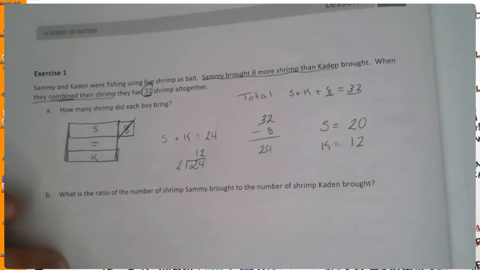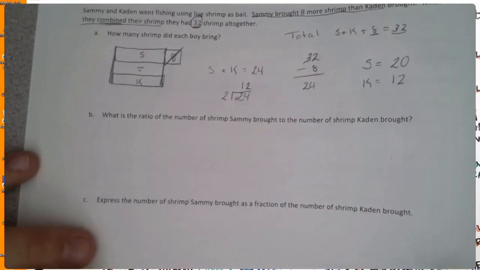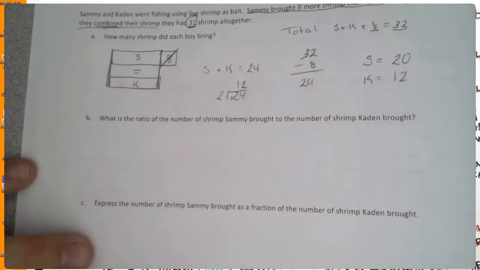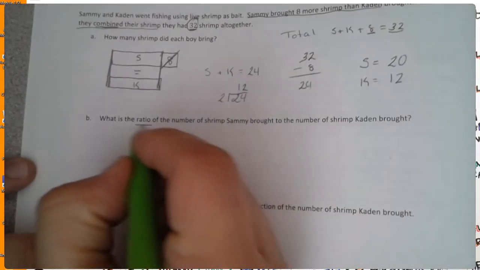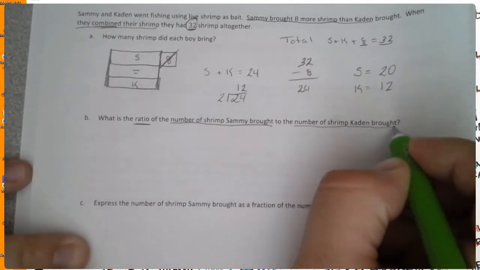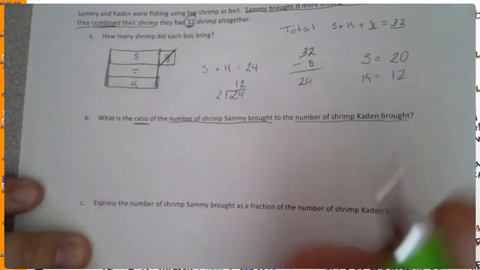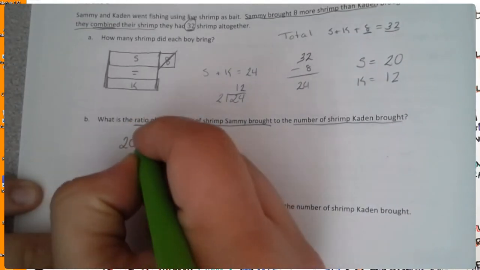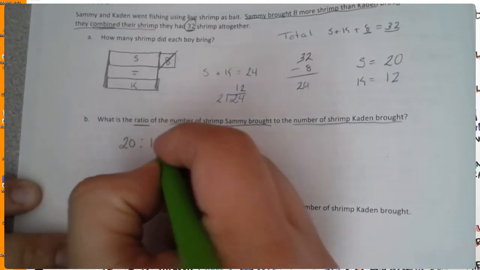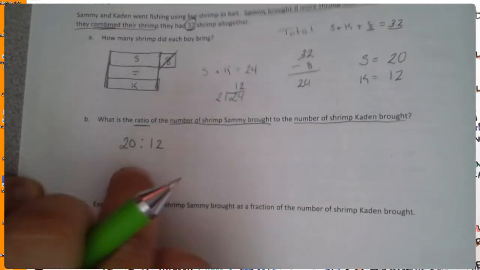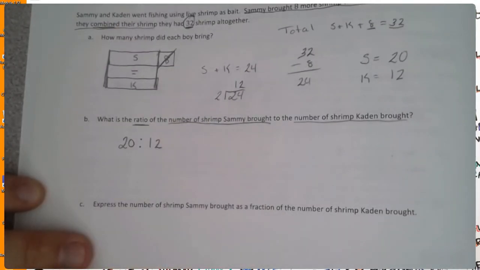Okay. So part B is asking us, what is the ratio of the number of shrimp Sammy brought to the number of shrimp Caden brought? Okay, so we're writing a ratio of the number of shrimp that Sammy brought to the number of shrimp Caden brought. Okay, so we're looking at a ratio. Sammy brought 20. Okay, Caden brought 12. So there's a ratio, 20 to 12. Now I ask you though, is that a simplified ratio? It's not. We can simplify that ratio.